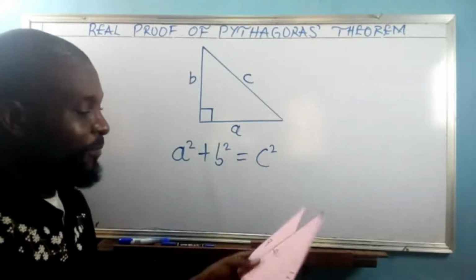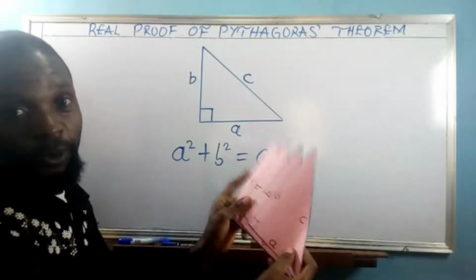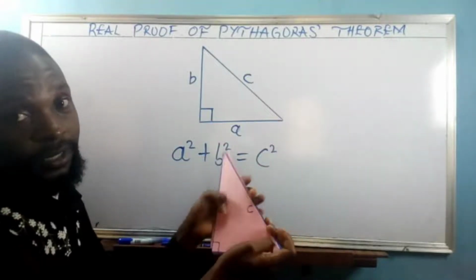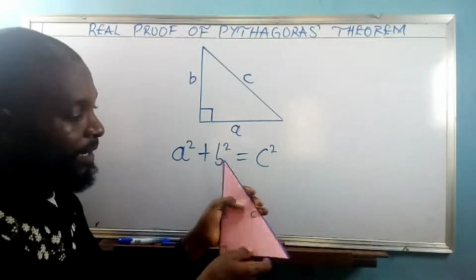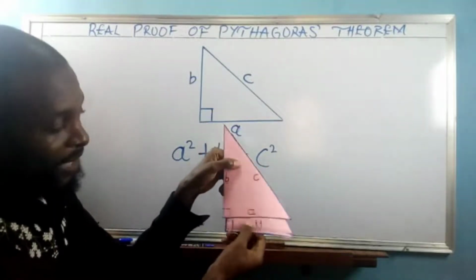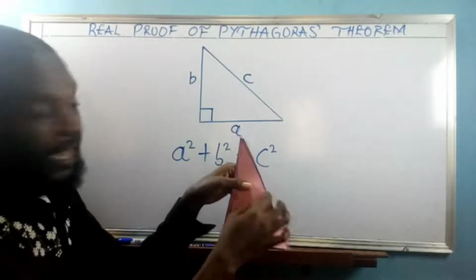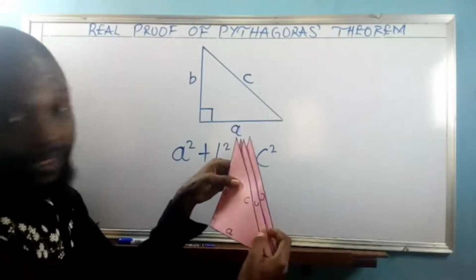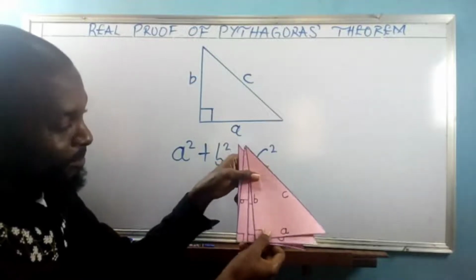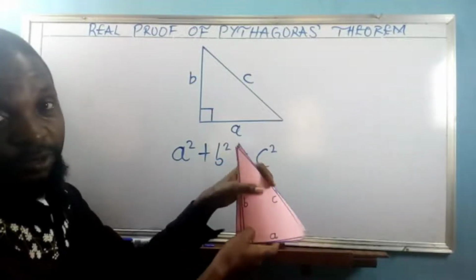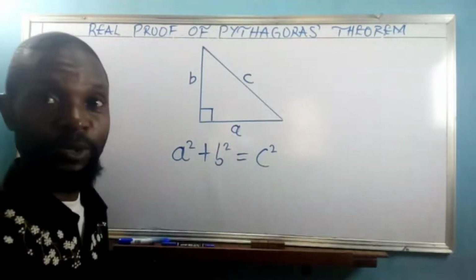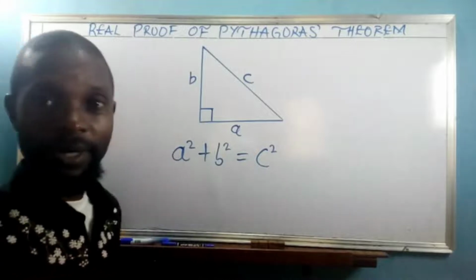So I have four of such right angle triangle. It's the same thing, don't forget. They are all the same size, same in length and everything. Down here I'm having A, so all of it has A down here. Here is my C, all of it has C in the same place, and this side is my B, where we're going to have B across the four triangles. So we're going to use these four identical triangles to prove this theorem. That is the real proof of Pythagoras theorem.